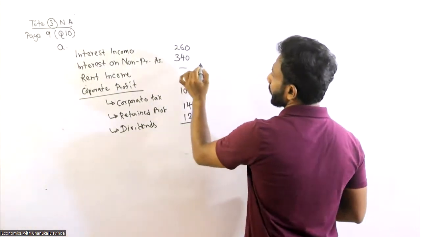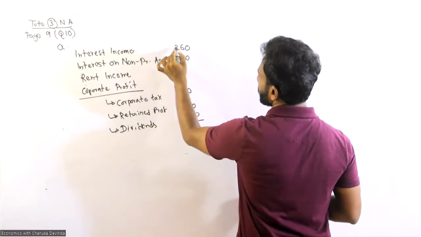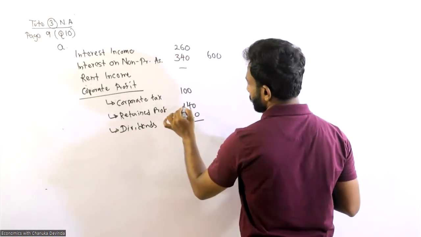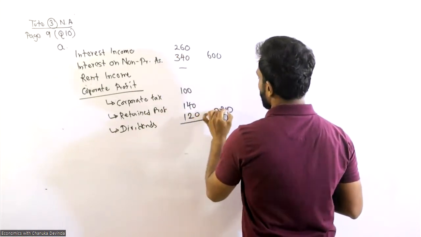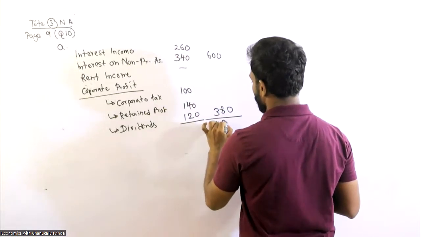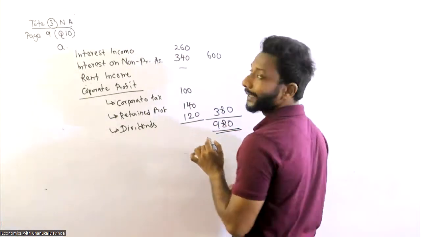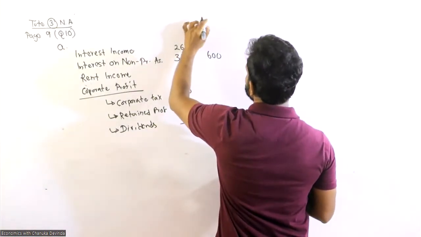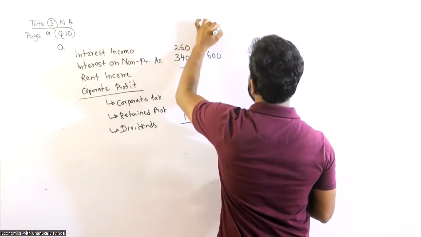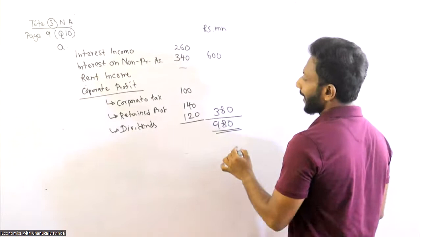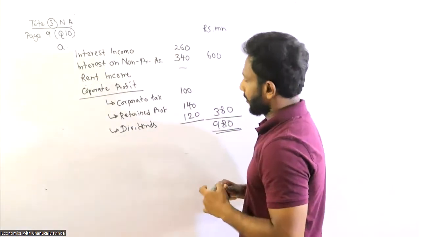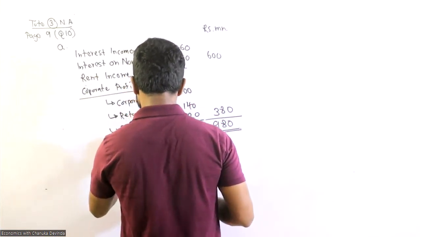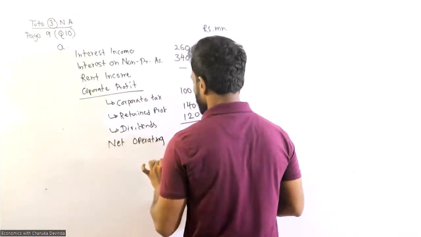Altogether, total interest is equal to 600, and total profit is 380. Altogether, it is 980, right? If it is million, rupees million. So this is the value of the net operating surplus.